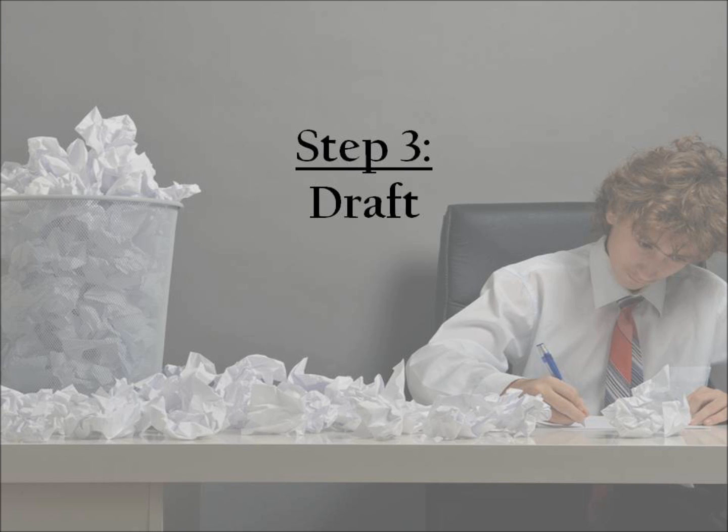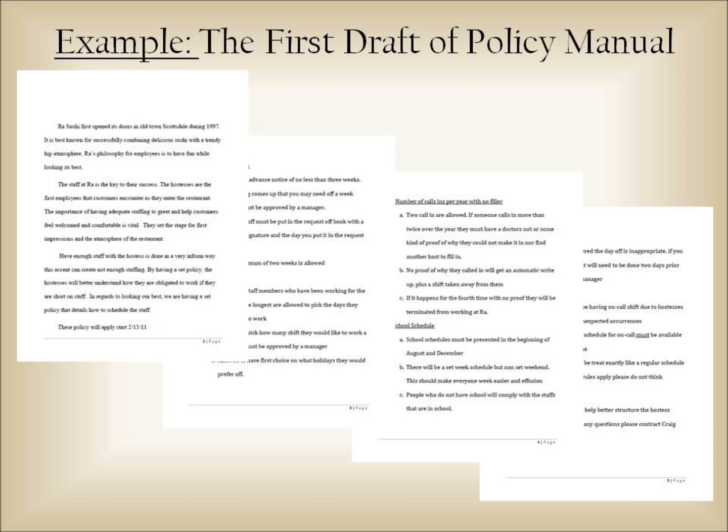Step 3. Draft. Now you will begin to write your first draft. Remember your goals and the purpose of writing. Organize the layout, maybe use a table of content to help you arrange your document. Add some visuals, such as graphs, pictures, charts, so that the document can have some fun to it. It will help keep your audience's attention. This is an example of my first draft for my policy manual.